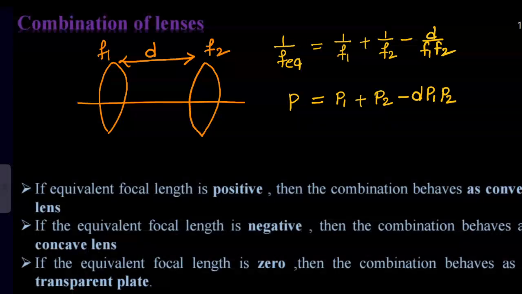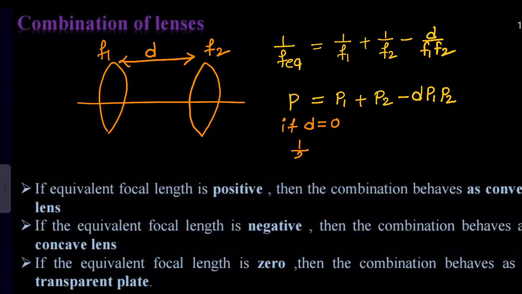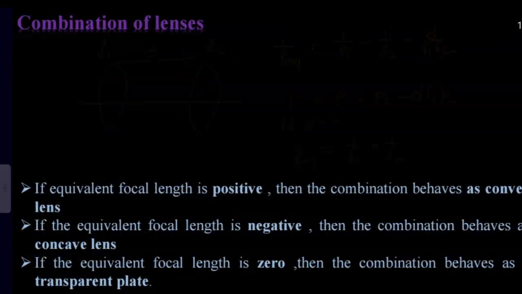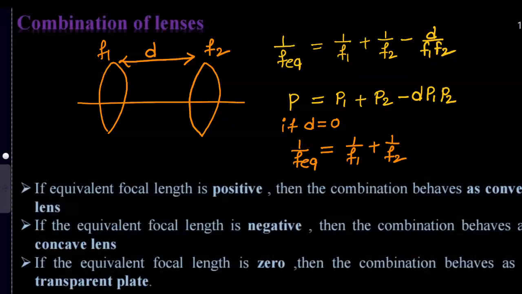Now D is the distance between two lenses. Now let us say the distance between two lenses is 0. Then what happens now? If D equal to 0, then I will get the equivalent focal length, which will come 1 by f1 plus 1 by f2. If the distance between them is 0, in those cases, it should be like this.